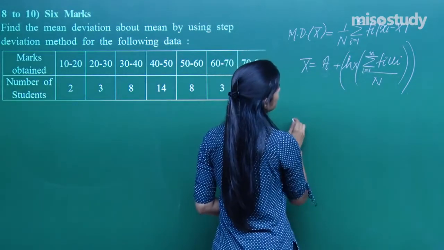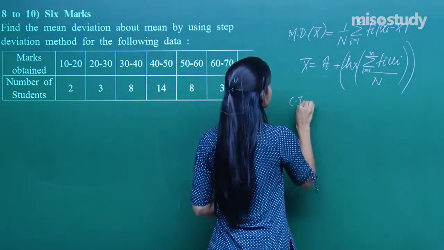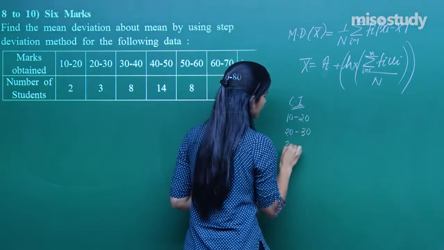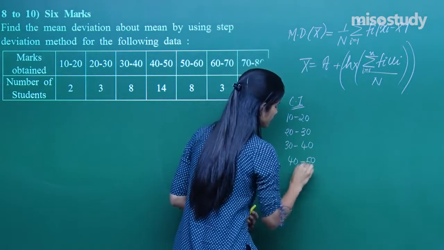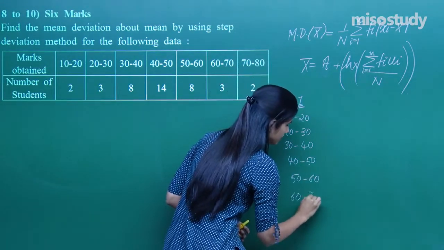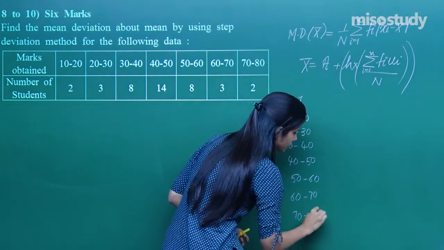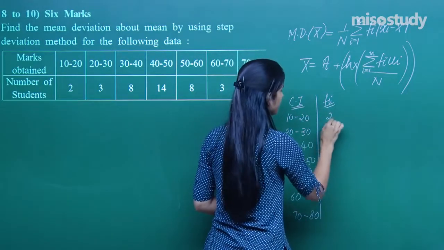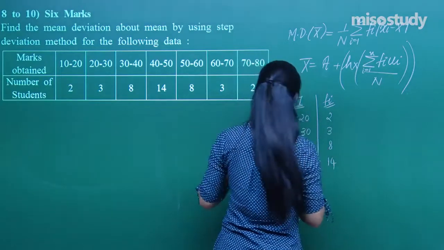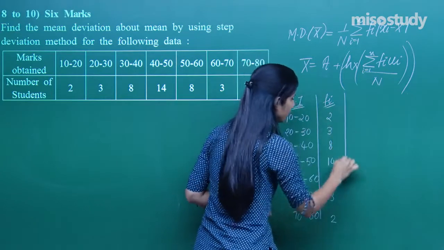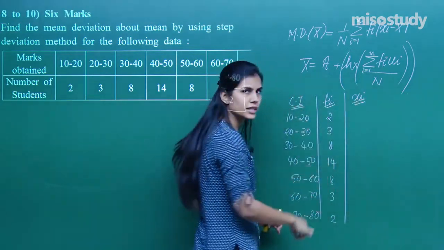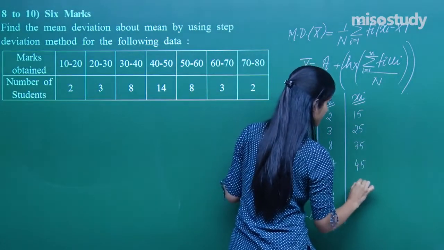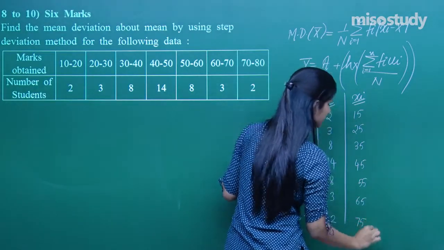So if I wish to calculate this, I already have class intervals with me as 10 to 20, 20 to 30, 30 to 40, 40 to 50, 50 to 60, 60 to 70, and 70 to 80. Fi's correspondingly are given to me as 2, 3, 8, 14, 8, 3, 2. I evaluate xi's first, which are mid values of the class intervals. Here it is 15, then 25, 35, 45, 55, 65, 75.